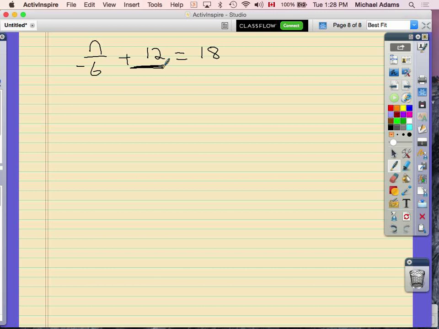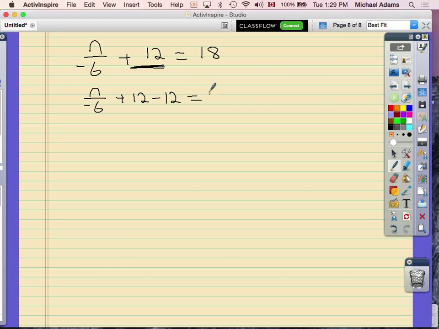This is a plus 12. How do I get rid of a plus 12? Well, I do the opposite of it. The opposite of a plus 12 is going to be, I'm going to subtract a 12 from it. So plus 12 minus 12.